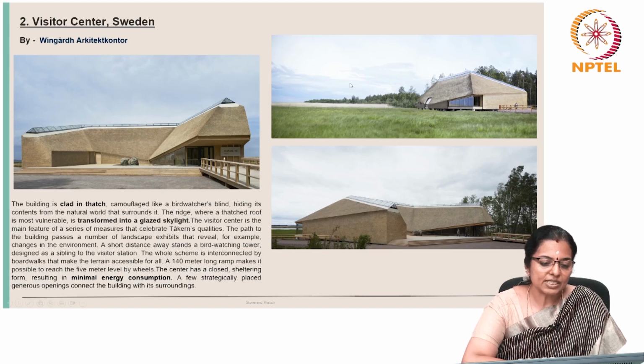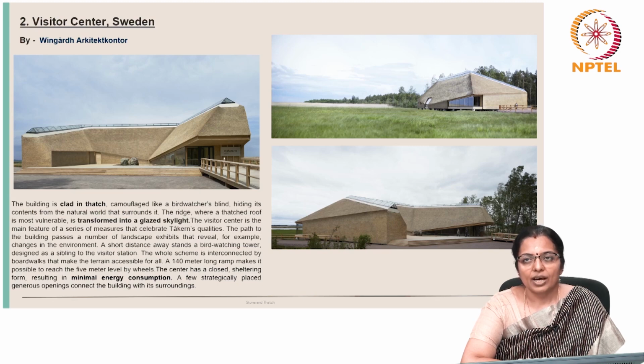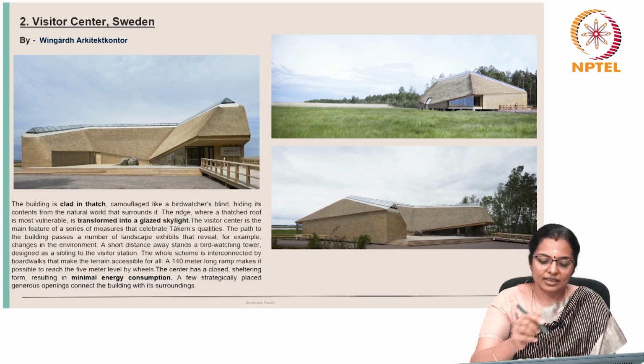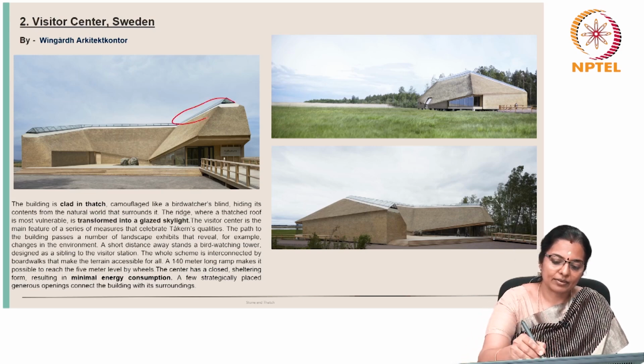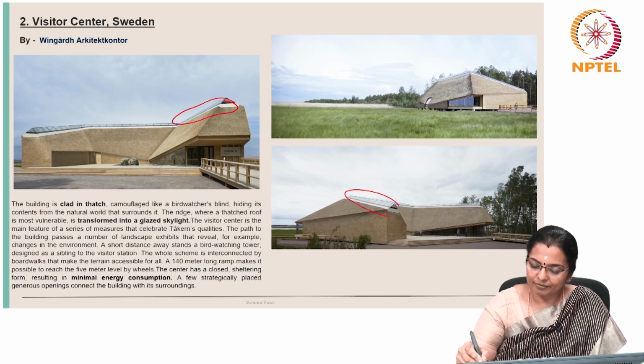And then we see the visitors center in Sweden. This building is clad in thatch and camouflaged like a bird watcher's blind, hiding its contents from the natural world that surrounds it. The ridge, where the thatched roof is most vulnerable, is transformed into a glazed skylight. This is the skylight at the ridge.